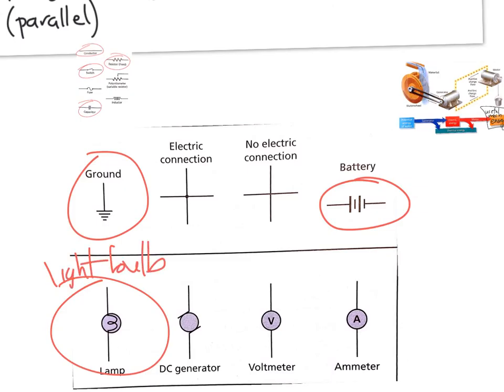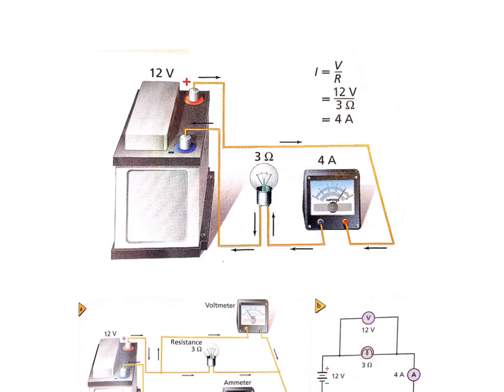Make sure this is listed: generator, voltmeter, and ammeter. So V and A, pretty straightforward. Make sure you have those symbols down, and we will be drawing some circuit diagrams here soon.